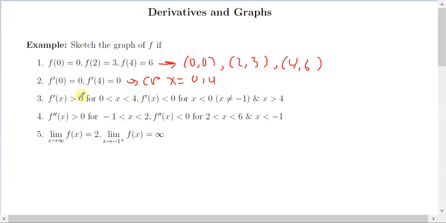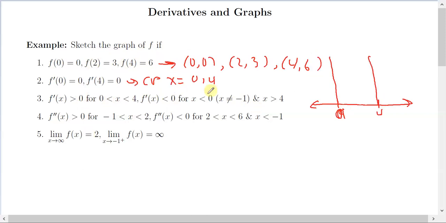And then here they're telling me when the derivative is positive and when it's negative. Well, that's a sign chart. They've got the intervals broken up, 0 and 4. That's it, 0 and 4. They've got x not equal to -1. We'll see why in a minute. But so I make a sign chart.